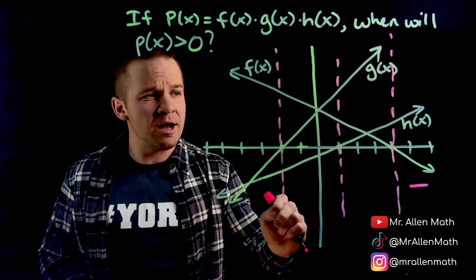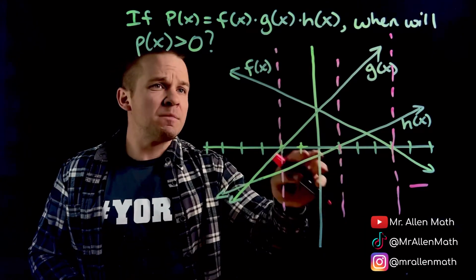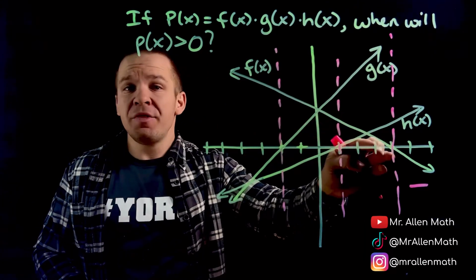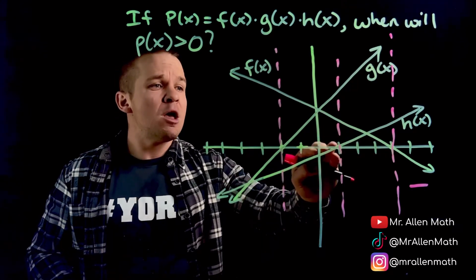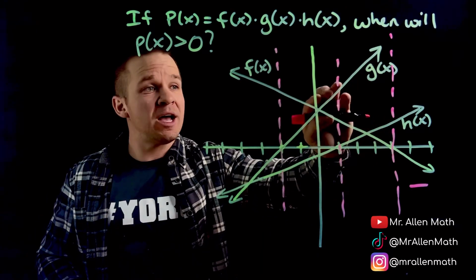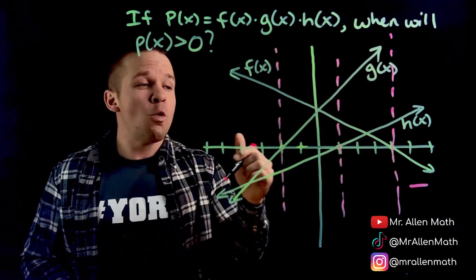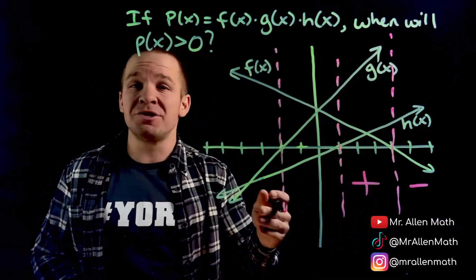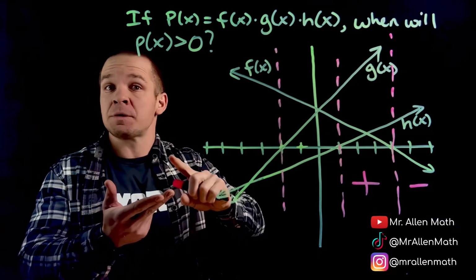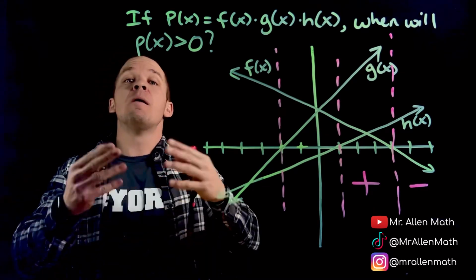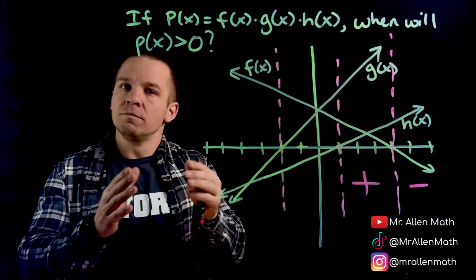What about in between here? Well, my f of x function is above the x-axis that entire time. My h of x function is also above, and so is my g of x function. All three of these function output values will be positive, resulting in a positive overall. A positive times a positive times a positive is going to be positive. All right, so we got one of them.